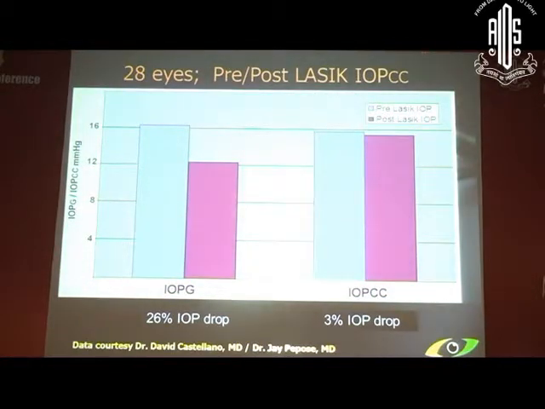Look at what happens after LASIK. This is Goldmann tonometry. There's an average drop of 26% in the intraocular pressure. But see what happens to IOPcc: virtually no change. So after LASIK, virtually every tonometer that we have is useless, because it doesn't give you an accurate assessment.